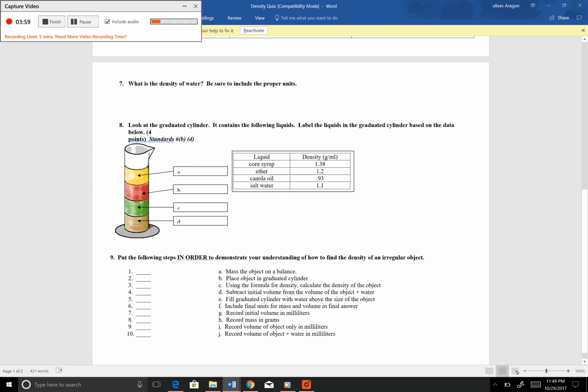What is the density of water? Density of water is 1.0 grams per milliliter, right? Look at the graduated cylinder. It contains the following liquids. Label the liquids in the graduated cylinder based on the data, right?